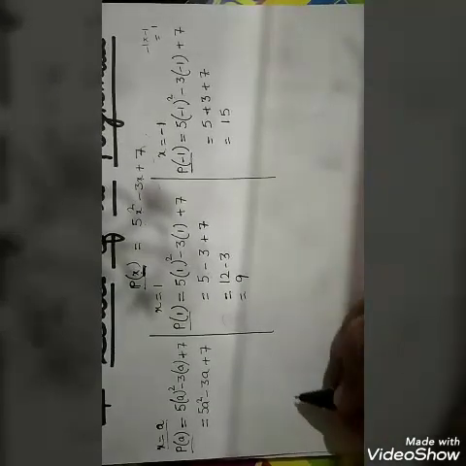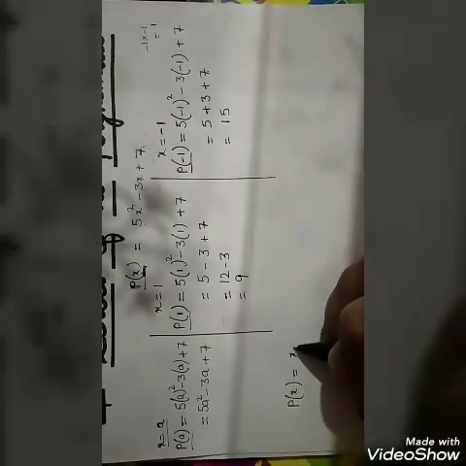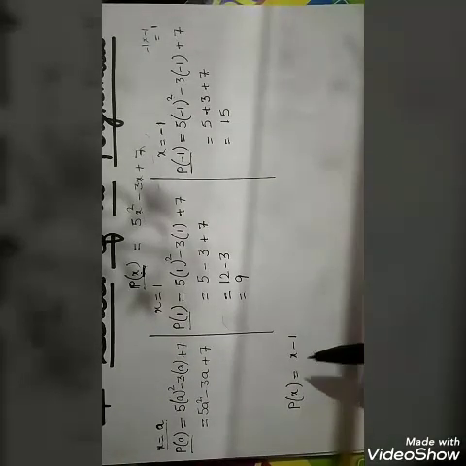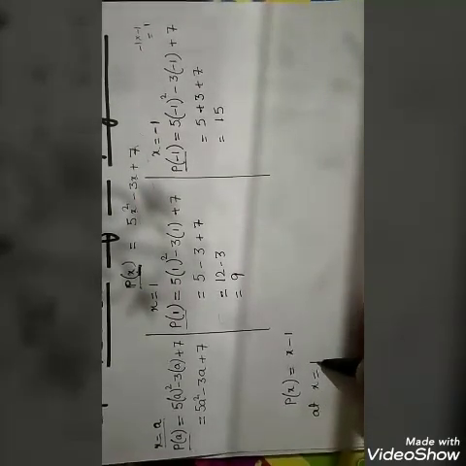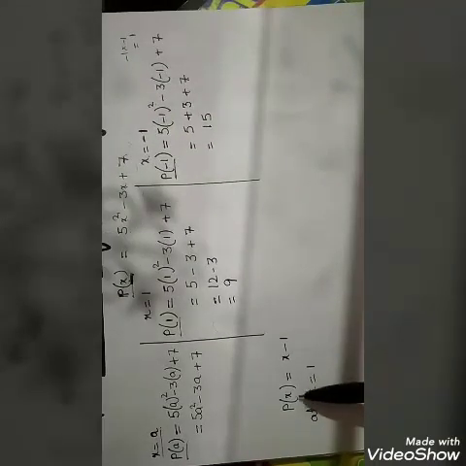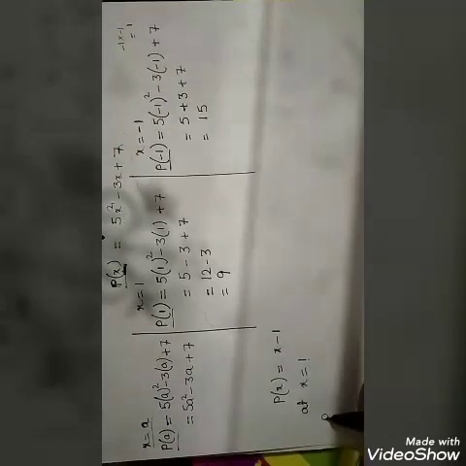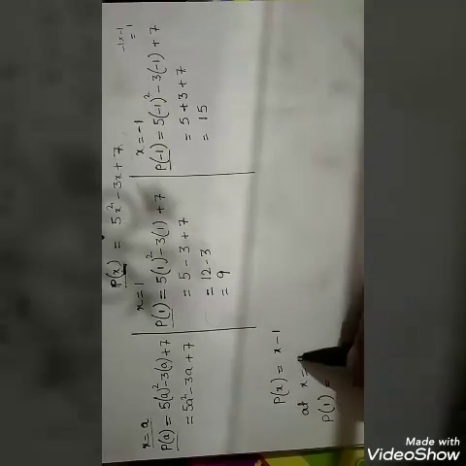Now let us take p(x) = x - 1. This is a linear polynomial. The degree of the variable here is 1. Now at x = 1, what is the value of this polynomial? What we need to do is substitute the value 1 in place of x, that is 1 - 1, that is 0.